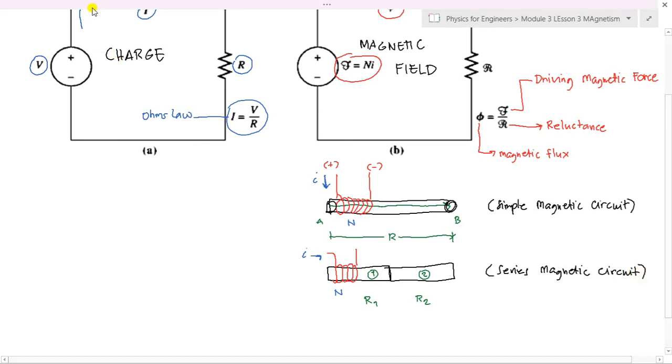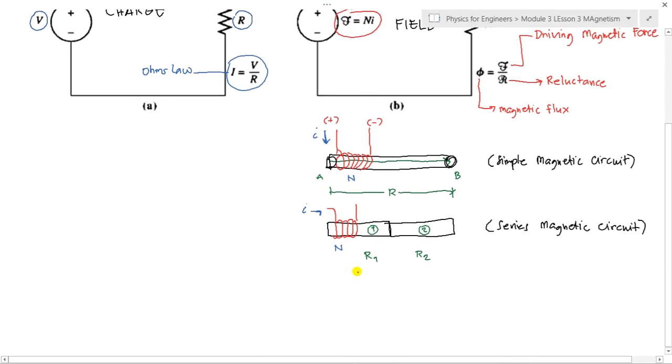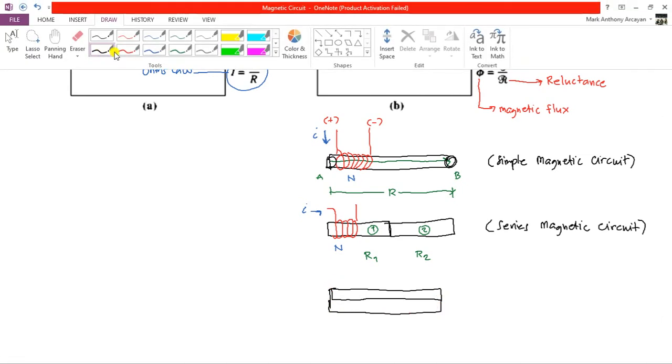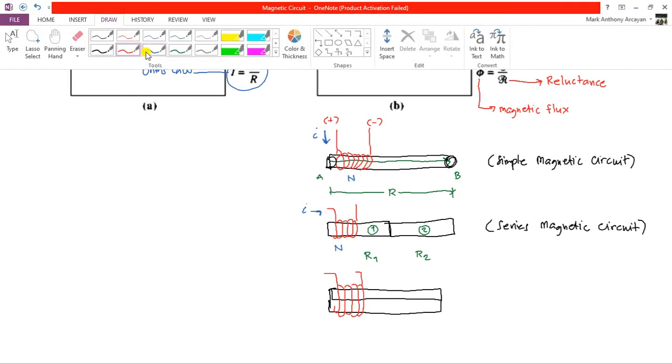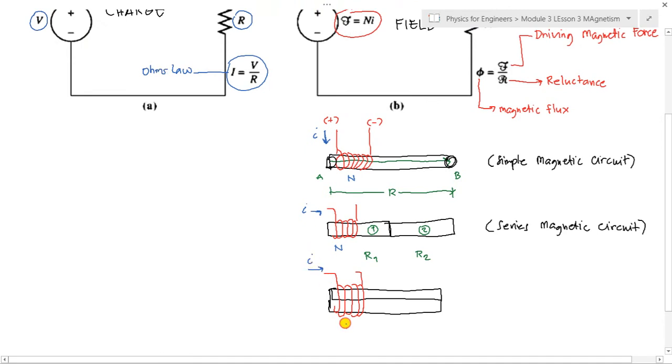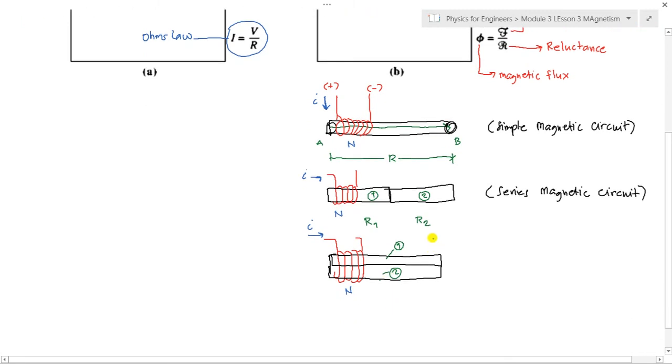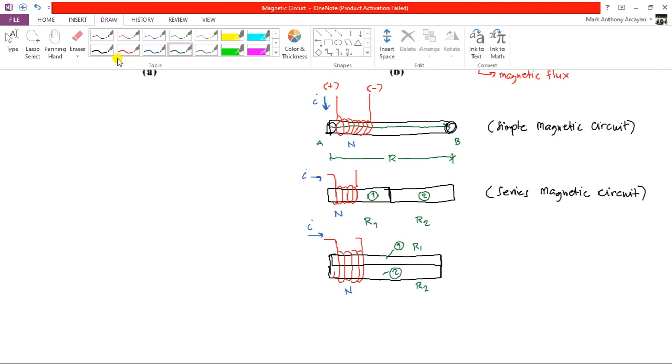Next, for parallel, you probably have an idea already. For parallel, let's say we have here our first core and a second core, and then both are wound with the coil. So therefore we have current I, then number of turns here. And here we have two iron cores, the first one on the upper side and the second on the lower side. So here we have again R1 and then R2. They are in parallel since the iron cores are positioned in parallel.